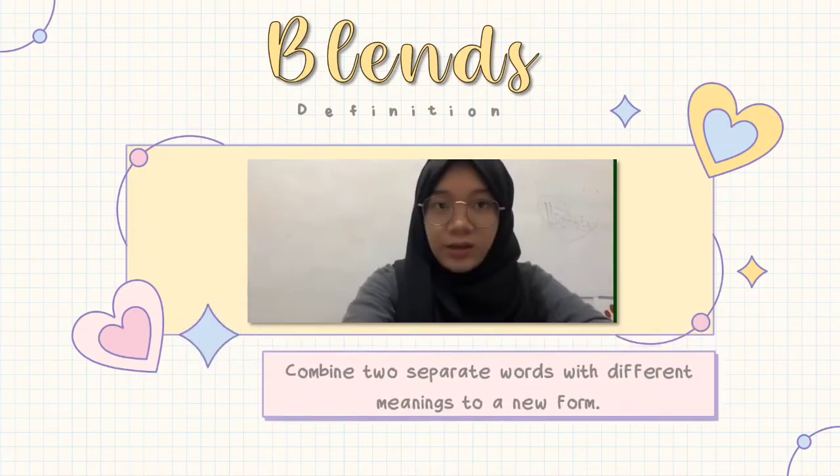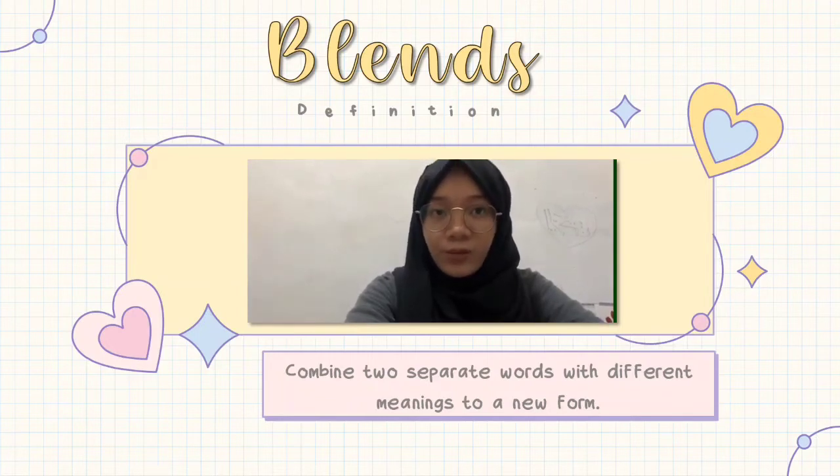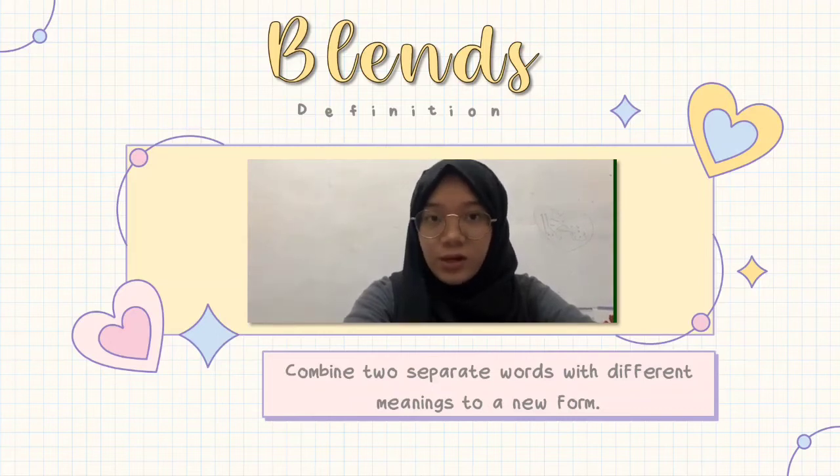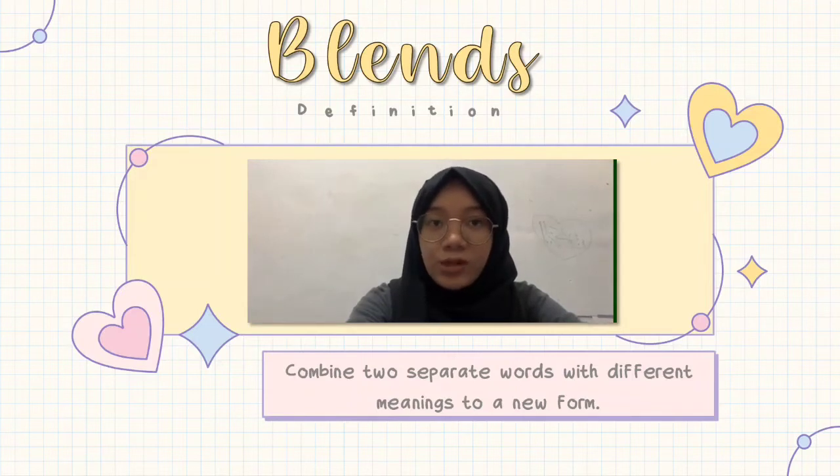Okay, ladies and gentlemen, in this opportunity I would like to explain about blend word. What is blend word? A word blend is formed by combining two separate words with different meanings to form a new one. These words are often created to describe a new invention or phenomenon that combines the definitions or traits of two existing things. Word blends are also known as portmanteau, which is pronounced portmanteau. A portmanteau word is a word formed by merging the sounds and meanings of two or more other words.